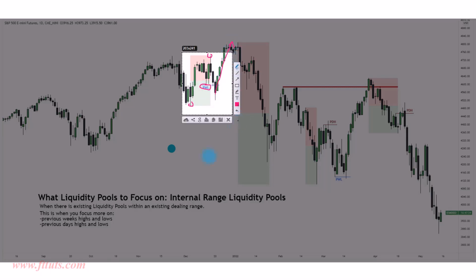Now what you want to do with internal range liquidity pools is blend them with something. What I like to blend them with is 1, an order block, or 2, a fair value gap. So we can see here, if we did that very thing, we have a previous week's low, and we look to the left, where could price trade into also? Well, we have a down candle here. We'll use the mean threshold of that. So that's an order block plus internal range liquidity in the form of previous week's low.